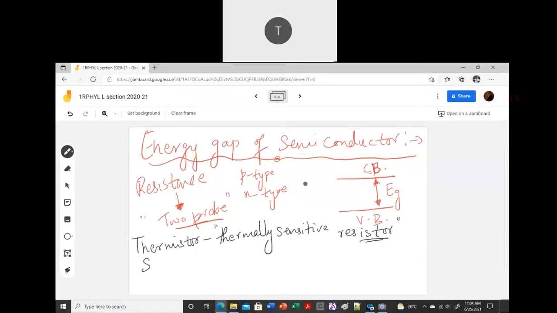So normally this is a semiconductor. In our case, we are using germanium, so we are using germanium as a thermistor. Now what is the use of this? What is the use of this thermistor?